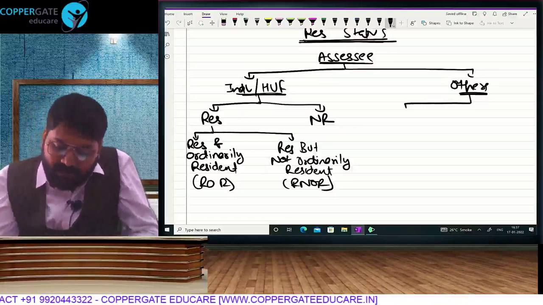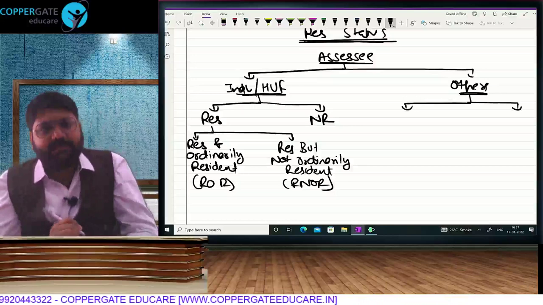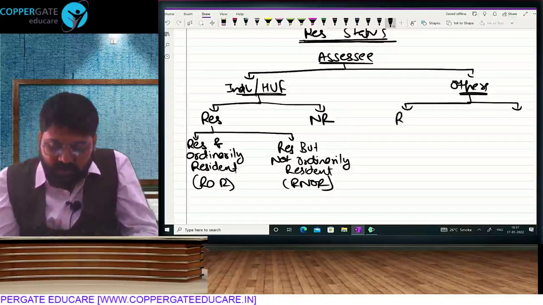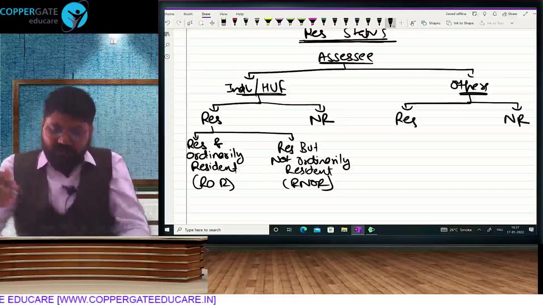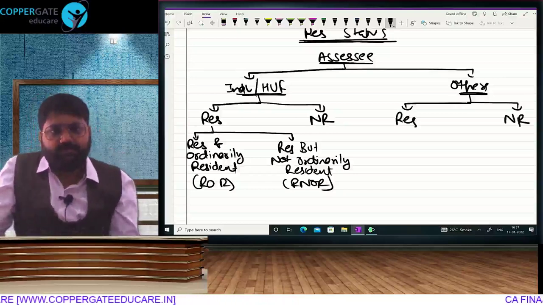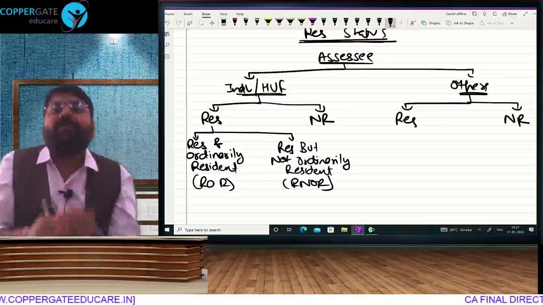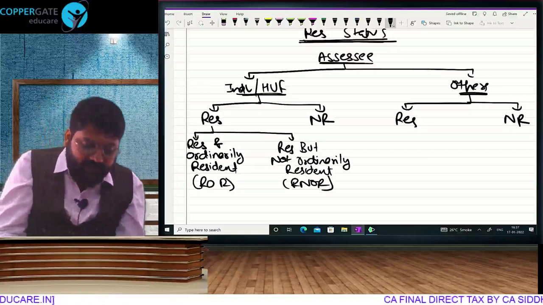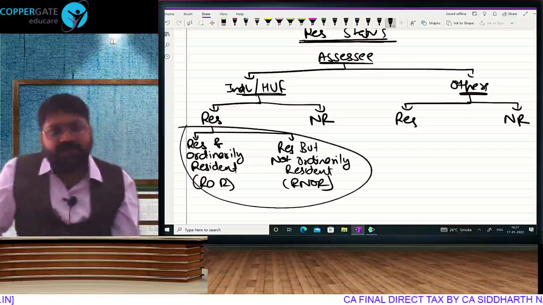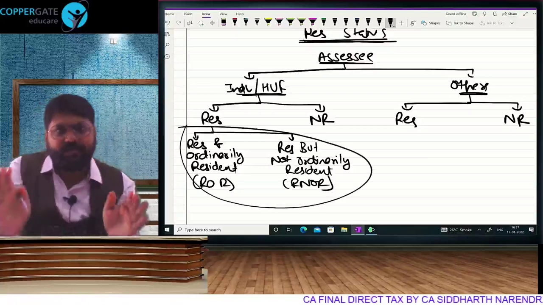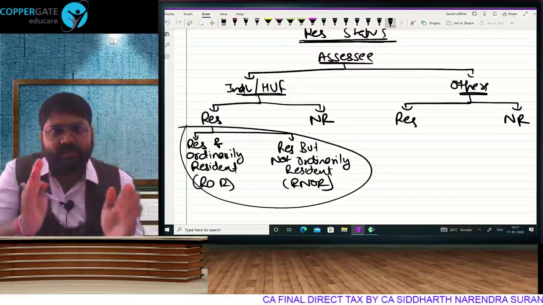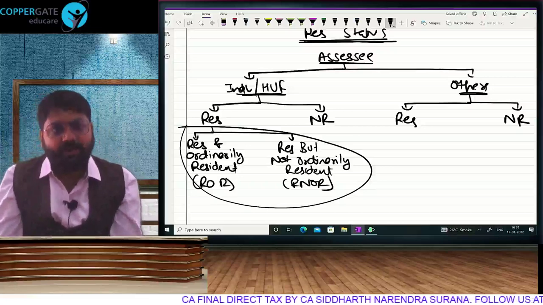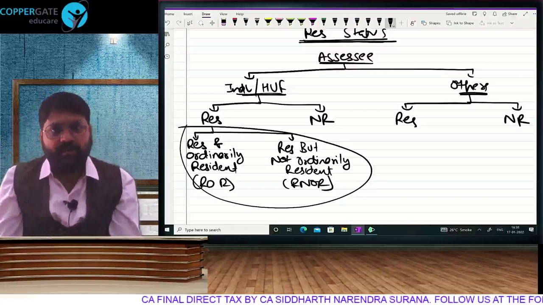And as far as the other assessees are concerned, who are the other assessees? Company, firm, AOP, local authority, artificial juridical person. They have only this much: resident or non-resident. No further classification into ordinary or not ordinary. That means the difference is only this much. Otherwise, all assessees will be classified into resident and non-resident. Only individual and HUF will be further classified into resident and ordinarily resident, resident but not ordinarily resident.